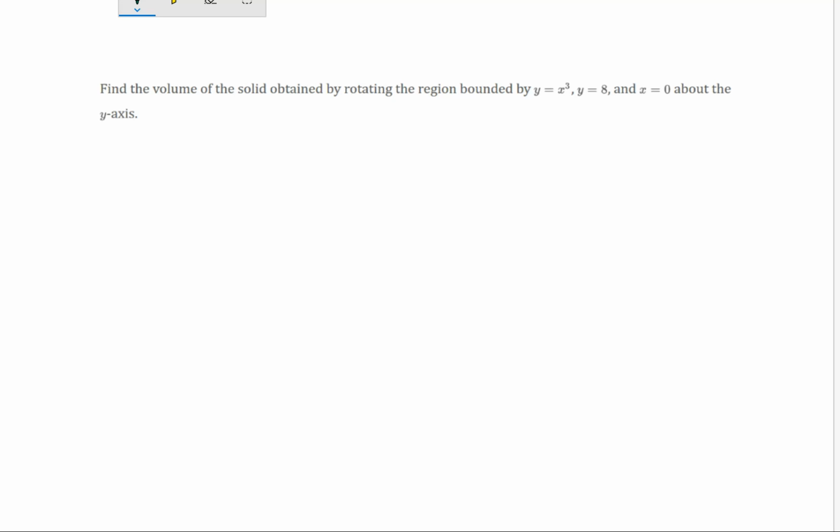Okay, so we're going to be finding volumes of solids of revolution, and we're going to be doing the disk and washer method for this one. They're essentially the same method, except the washer has a hole in the middle of it that we've got to take something out of.